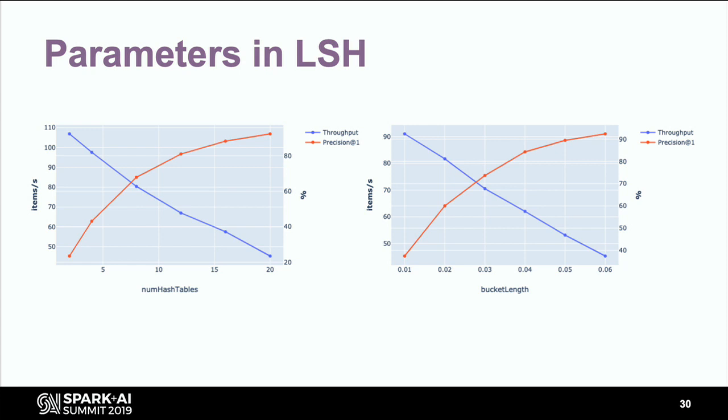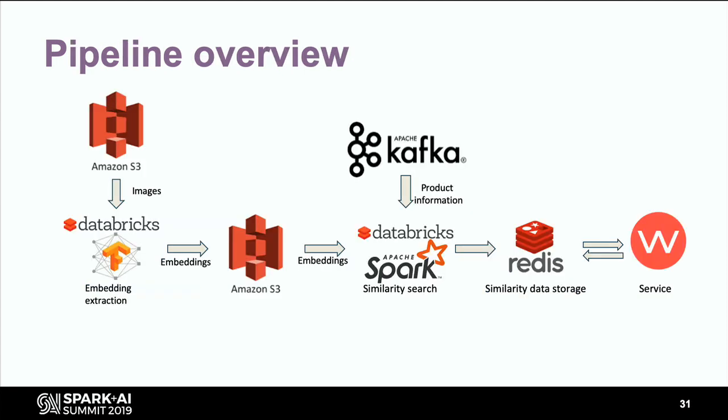Okay, so that's the second step, the approximate similarity search. I have talked about extracting image embeddings by training your own model. Actually, you can also just use a model trained on ImageNet to extract image embeddings. You sometimes don't even need to train your model. And I also talked about doing the approximate similarity search.